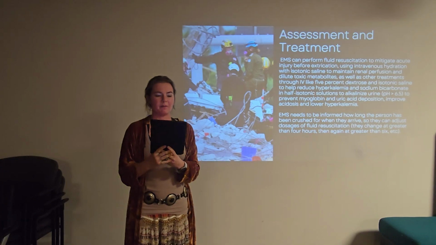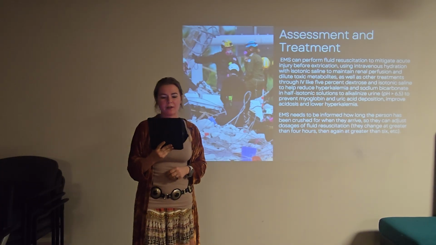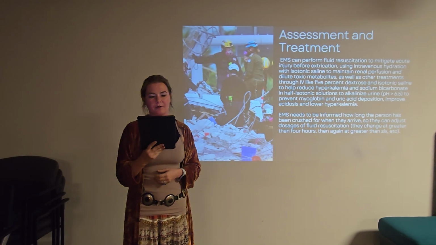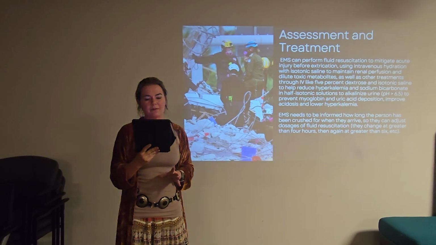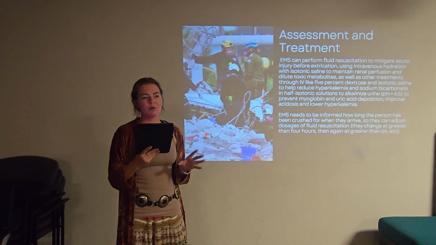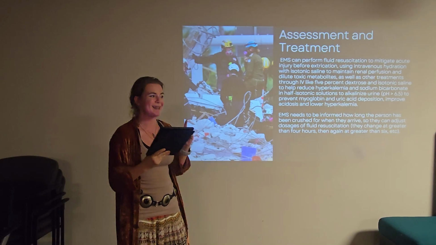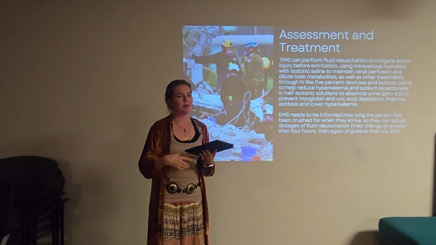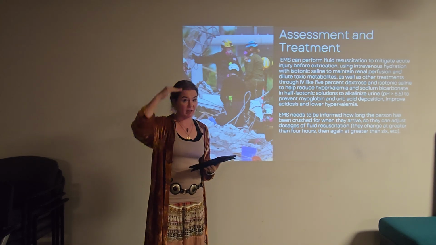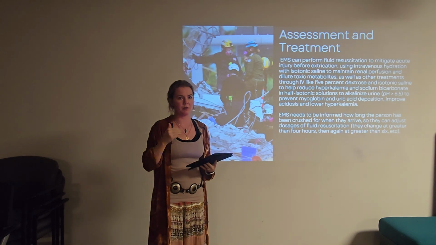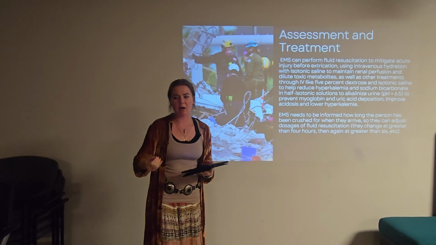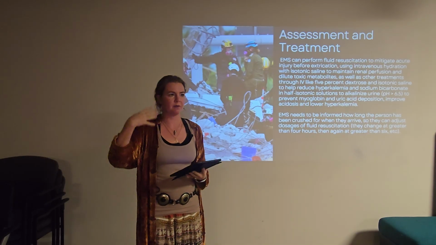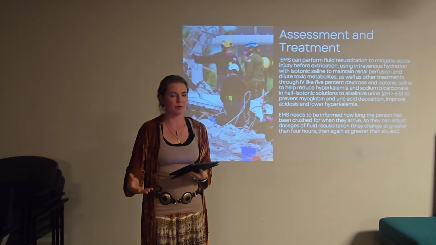They can also give people an IV of 5% dextrose and isotonic saline to help reduce hyperkalemia, and sodium bicarbonate in half isotonic solutions to alkalize the urine. There's all kinds of things that they can do. One of the most important things about what they can do is that it changes based on how long the person's been pinned. I didn't go into all this detail because it's a lot of detail about how the doses change. But if someone's been pinned for 1 hour and someone's been pinned for 6 hours, their doses are different of how much of these flushing materials and whether some of them are used.